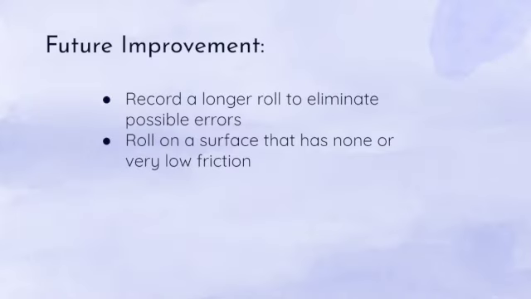velocity. If I were to improve this experiment in the future, I would make the roll longer so I could analyze more of the roll to eliminate possible accelerations, or I would make the ball roll on a surface that has none or very little friction. Some possible errors in my experiment were the rough carpet, pushing the ball at an angle, or the ball continuing to accelerate after the beginning.